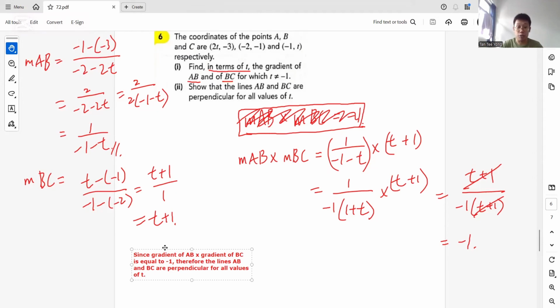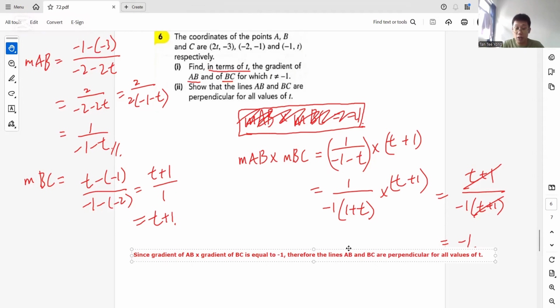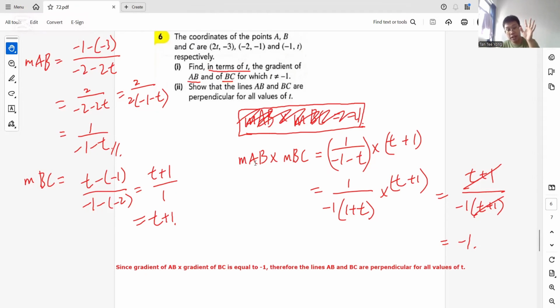Okay, so this is what I'm going to write for my answer. It's just a basic summary of what happens. We prove that gradient AB times gradient BC gives us -1. Since they give us -1, therefore we can say that these two lines are perpendicular to each other. Okay, so that is it for question 6.